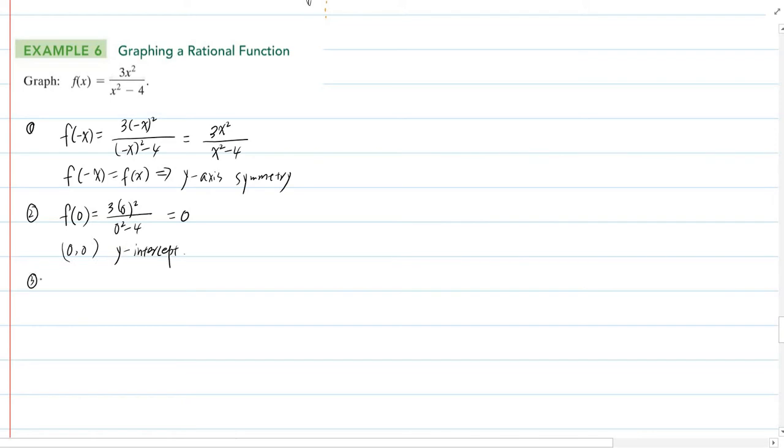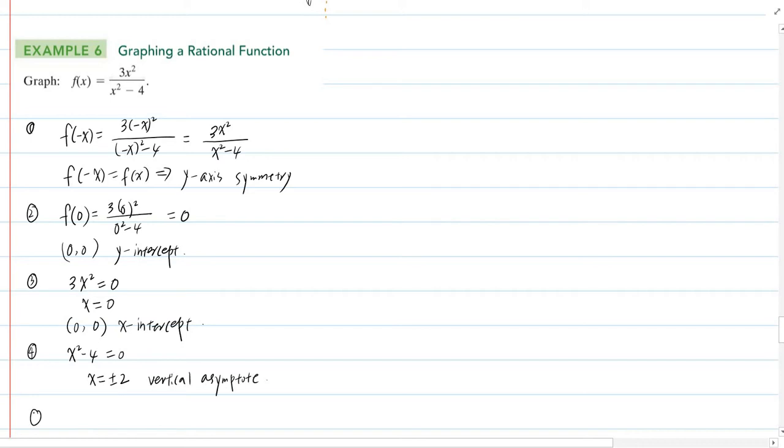Then step 3, we're going to set the numerator to 0 to find the x-intercepts. So in this case, it's pretty clear that x equals plus or minus 0, that would just be 0. So 0, 0 also is your x-intercept. Then step 4, remember we want to find the vertical asymptote by setting your denominator to 0. You solve this, you're going to get x equal to plus or minus 2. So that means they are the vertical asymptotes.